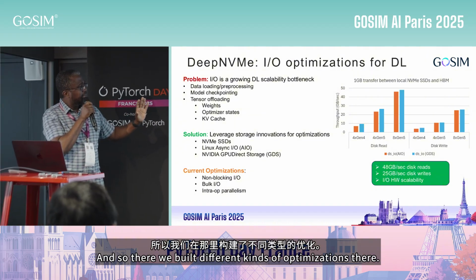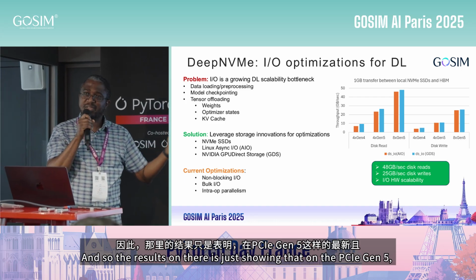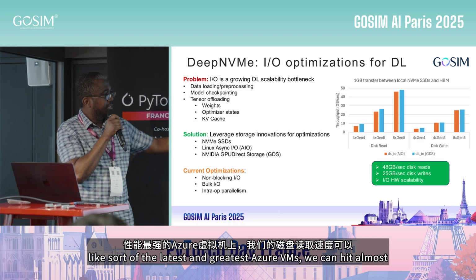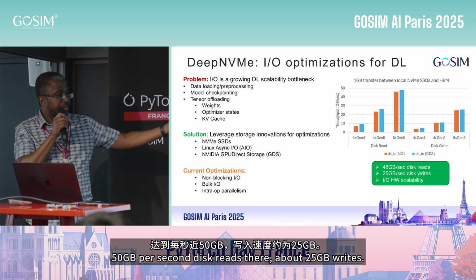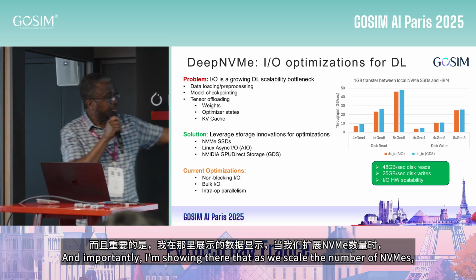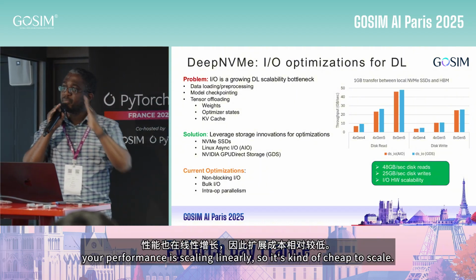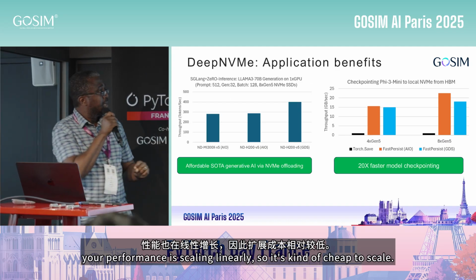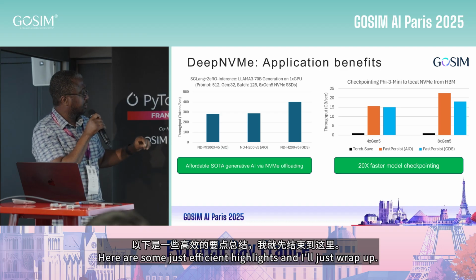And so the results there are showing that on PCIe Gen 5, the latest, greatest Azure VMs, we can hit almost 50 gigabytes per second disk reads, about 25 gigabytes per second writes, and importantly, I'm showing there that as we scale the number of NVMes, your performance is scaling linearly, so it's kind of cheap to scale. Here are some application highlights, just to wrap up.